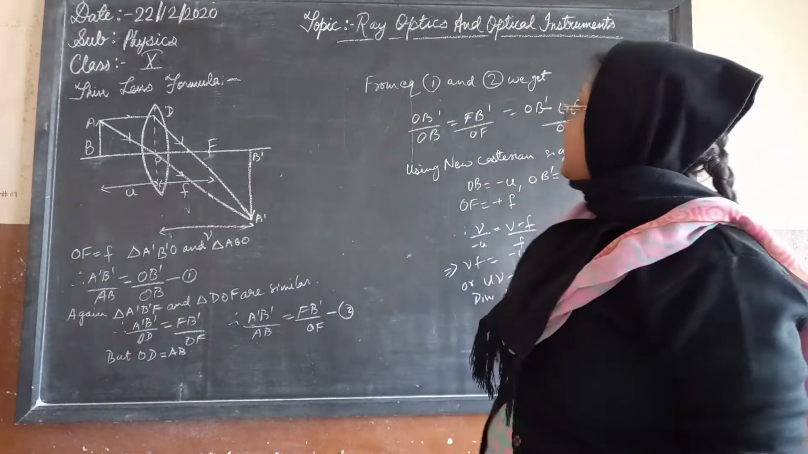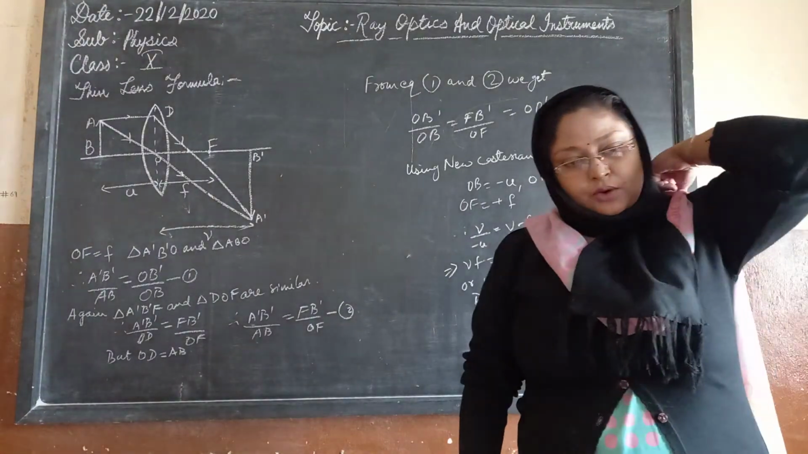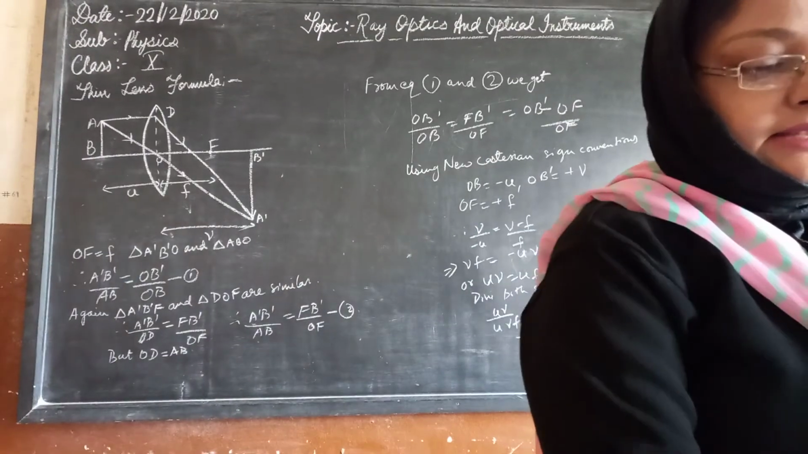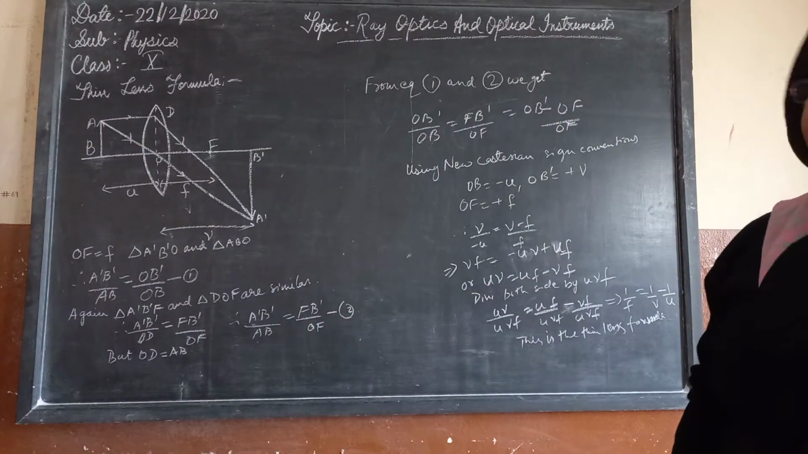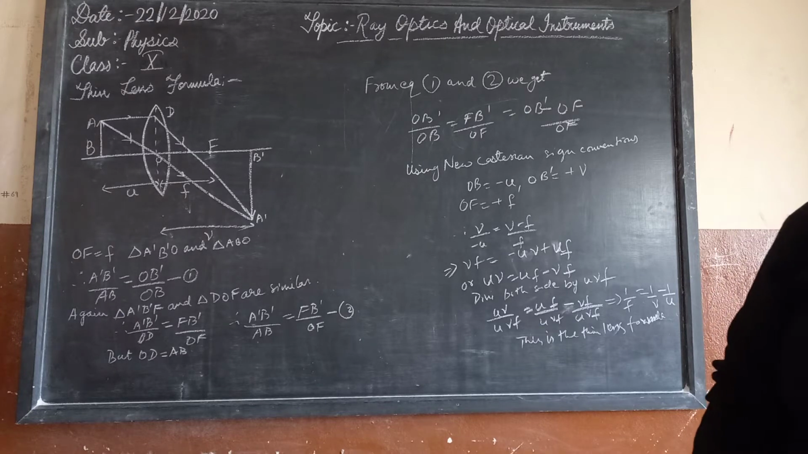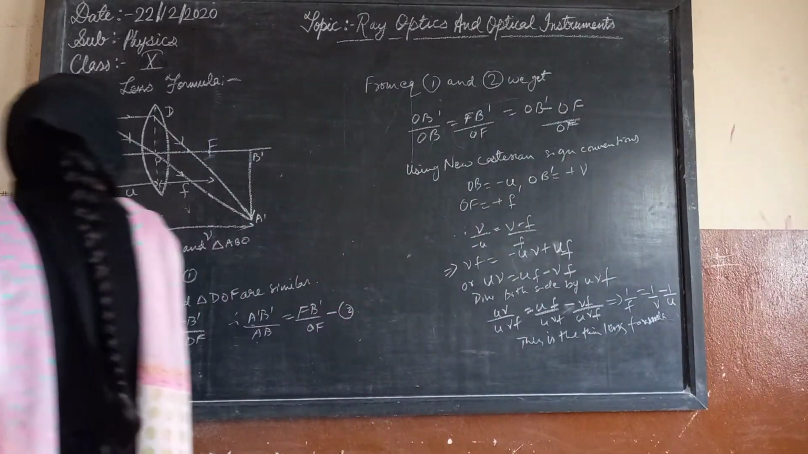In this particular chapter we will learn about the thin lens formula first. How do we calculate the thin lens formula, or the lens formula itself? So let us do that one. In the thin lens formula, we have an object given by AB.